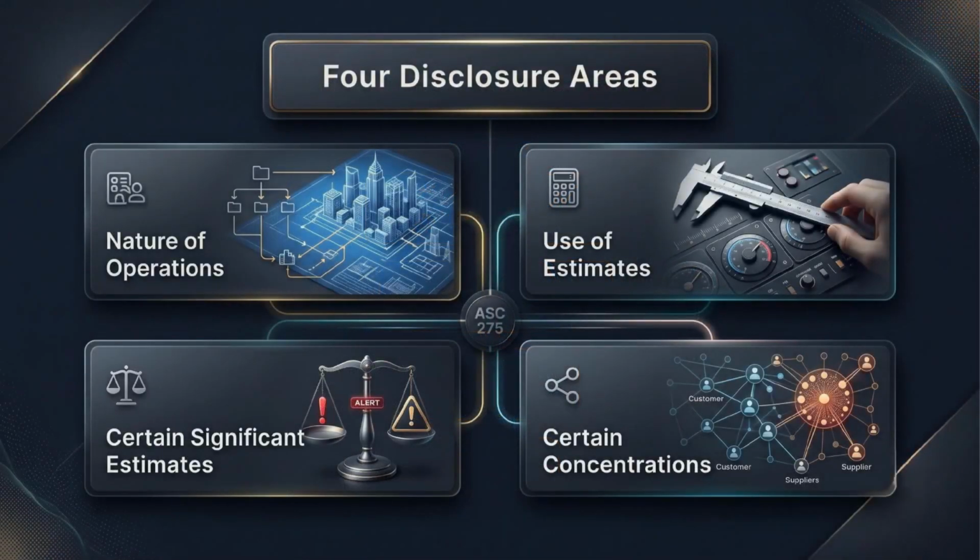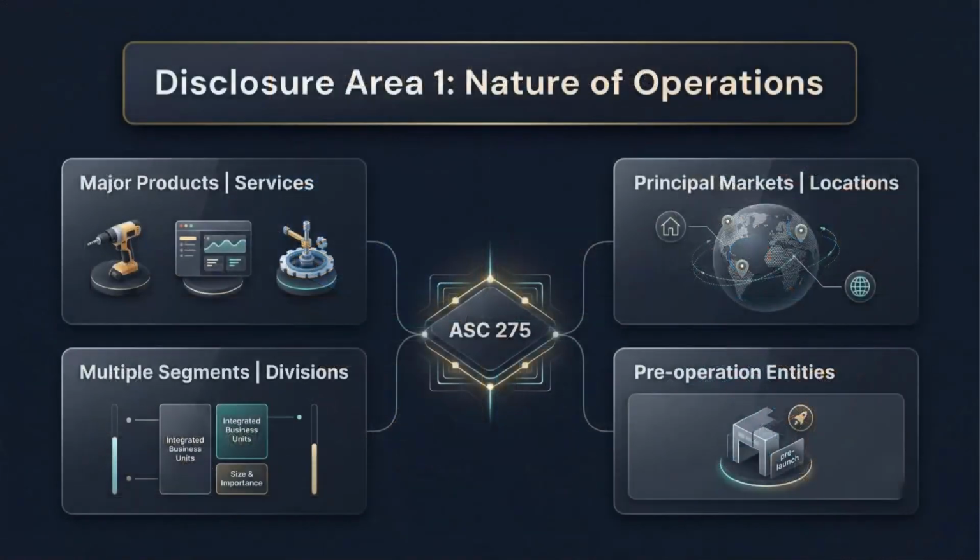ASC 275 is organized around four disclosure areas. First, the nature of operations. Second, the use of estimates. Third, certain significant estimates. Fourth, vulnerability because of certain concentrations. These four areas are the structure of the topic. If you can remember them, most ASC 275 questions become manageable. The key is to avoid mixing them together. A general estimate disclosure is not the same as a significant estimate disclosure, and a concentration disclosure uses a more severe impact threshold.